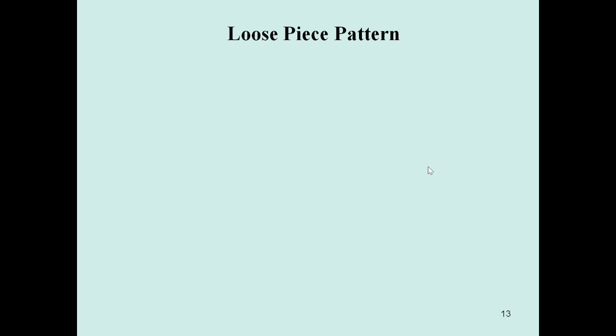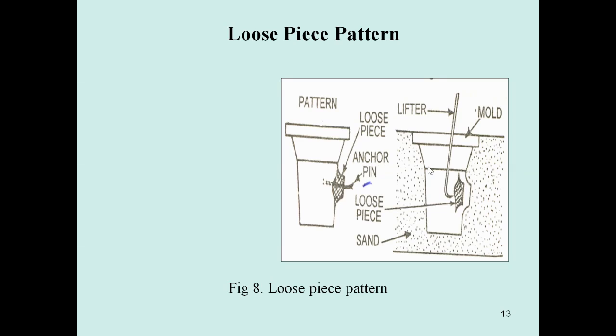Next, loose piece pattern. If you observe the figure here, this will be the total pattern, and this will be the loose piece part. And this will be the sand, the loose piece, and a pin, that is the anchor pin. Next, lifter, mold, pattern. So this is a loose piece pattern.